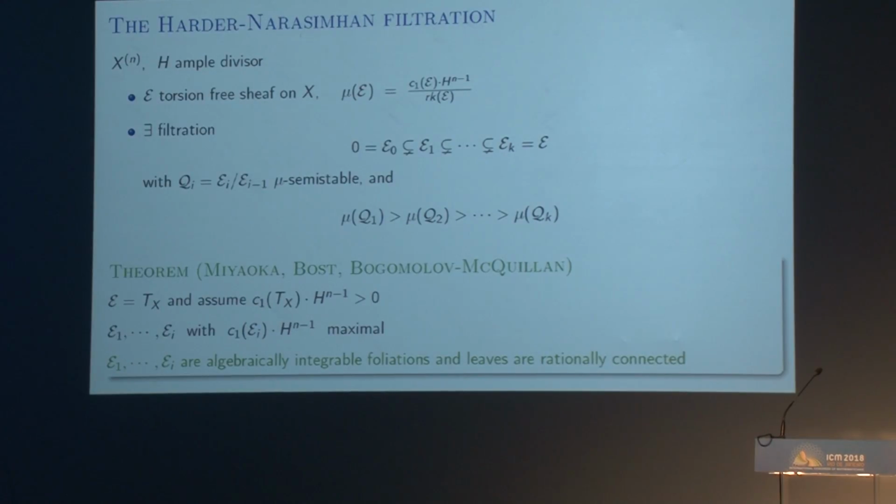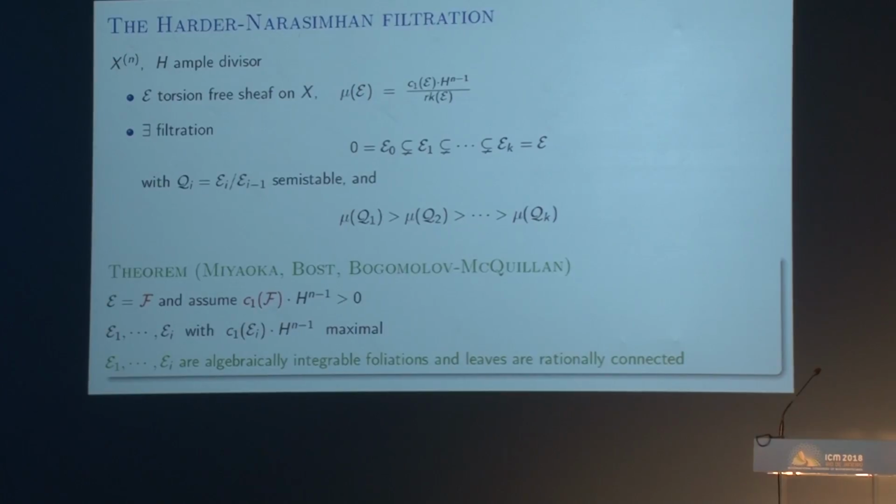Actually, I put assumptions here that are a bit stronger than necessary. For instance, instead of working with the tangent bundle, you can start with a foliation, and then the same conclusions hold. And now let me tell you about a more recent development in this theory. The theory of slope semi-stability with respect to an ample divisor is very useful, but it's not flexible enough to deal with some problems in birational geometry.